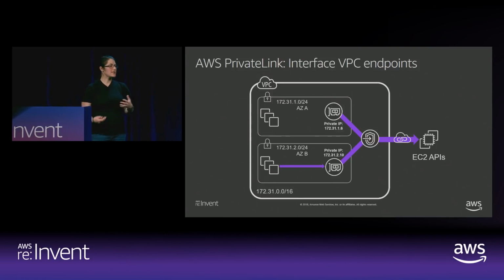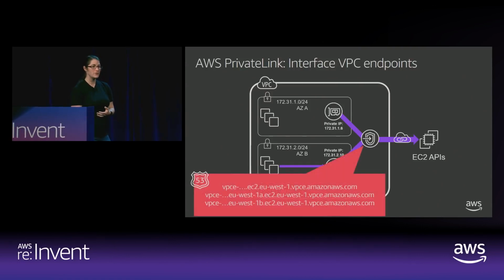Because this isn't a gateway, you don't route to it with a route table. I think this is one of the first examples we've had that doesn't use a route table, right? Because it's IP addresses, you're going to be using DNS to send traffic to the VPC endpoint. We create a DNS name for the whole region for that VPC endpoint, but then we also create a DNS name for each availability zone so that if you want to keep your traffic within an AZ, you can do so.